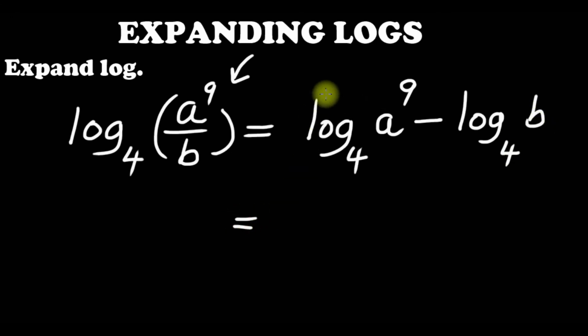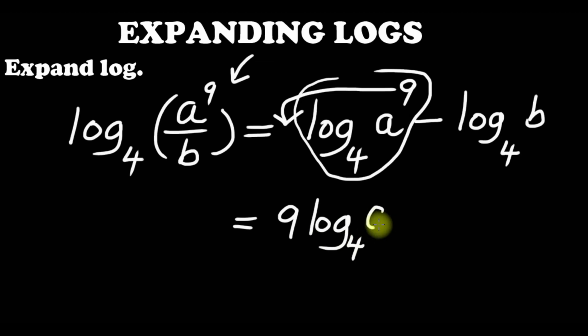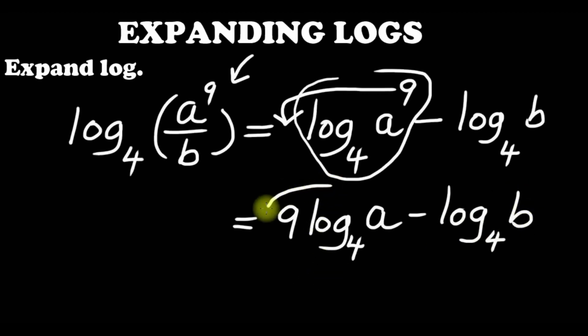Okay, so continue here. So for this term right here, you have to apply the power property to bring the 9 down to the coefficient. So you're going to have 9 log 4 of a minus log 4 of b. Okay, so this is your answer.